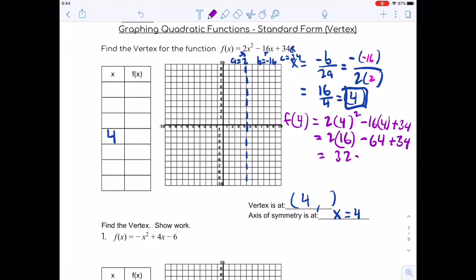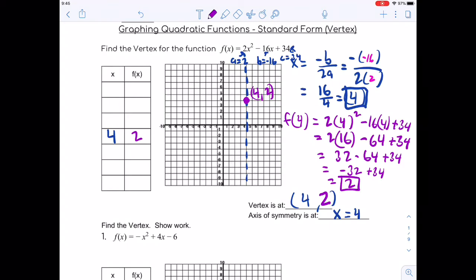So we got 32 minus 64 plus 34. So it'll be negative 32 plus 34, which is 2. So the y value of the vertex is 2. So to graph our point, we just go 4, 2, which is right there. That's our vertex. And that's it. So our vertex is at 4, 2.